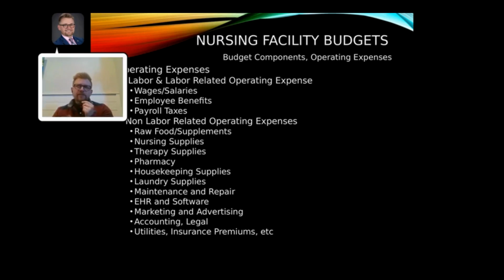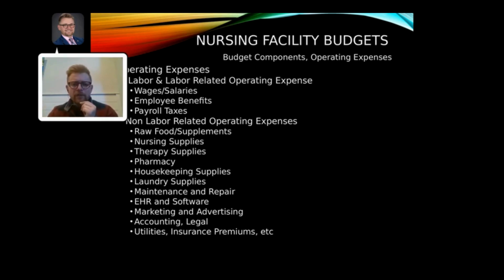The labor expense is pretty self-explanatory. You're going to have wages, salaries, staff that you have to pay. Healthcare is inherently a very high labor cost industry. We haven't quite figured out how to get robots to take care of our patients, right? And that will probably never happen. That's why labor is such a significant part of what we do, what we manage, and what we budget.